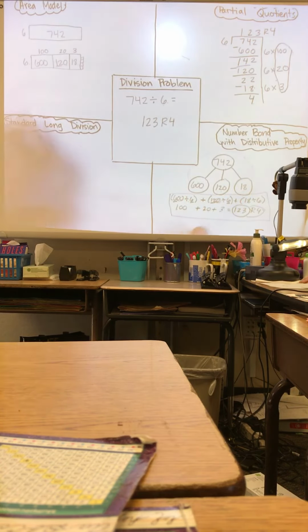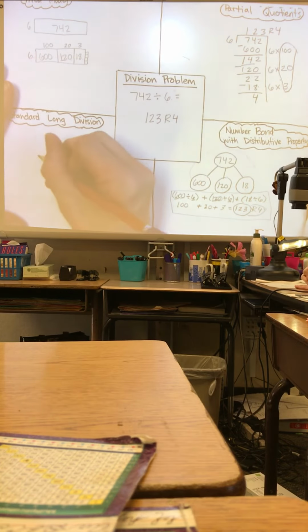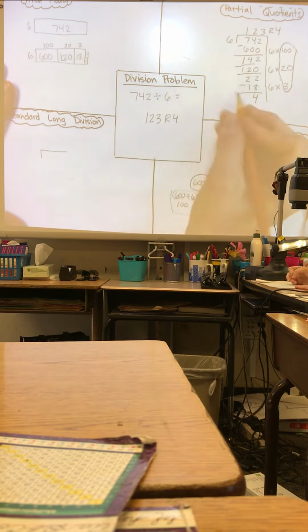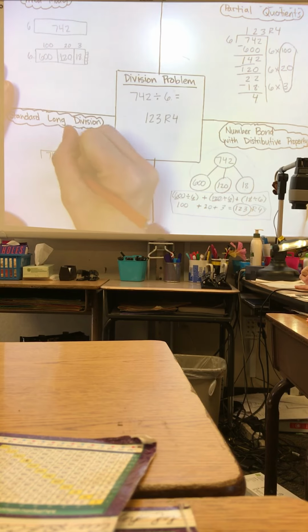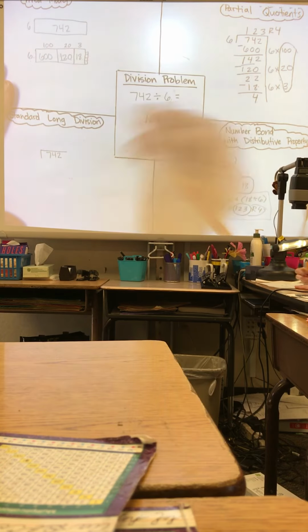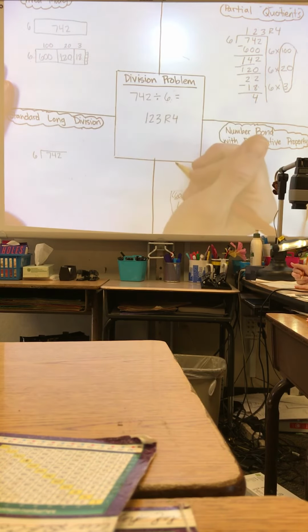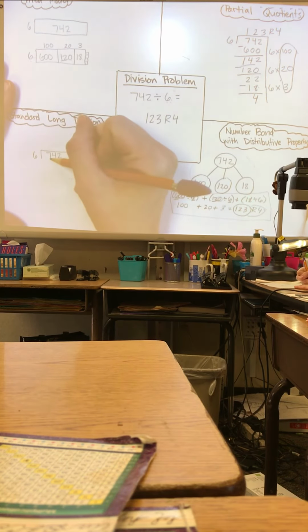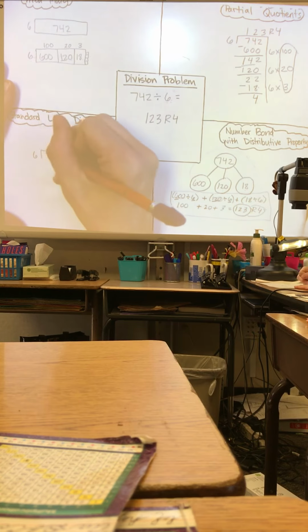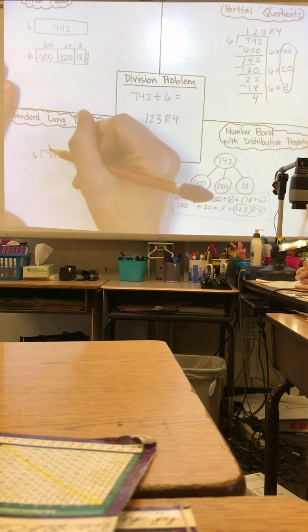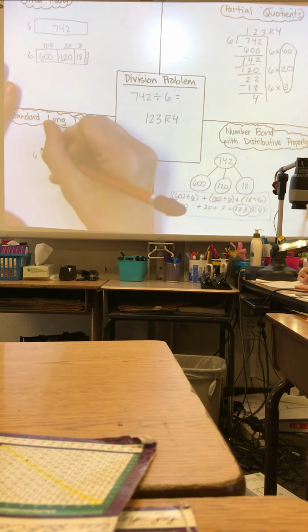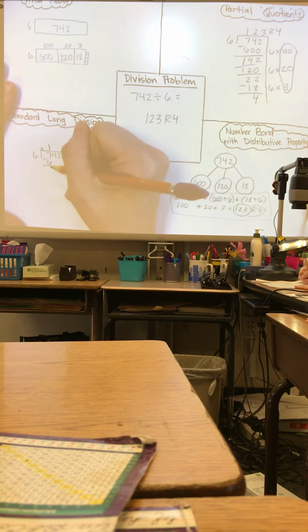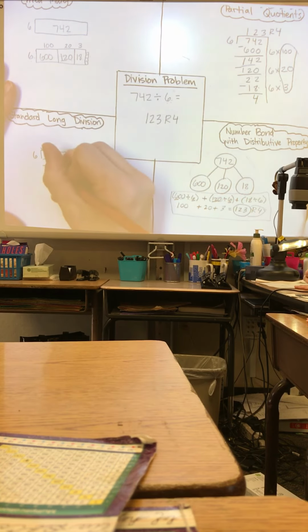That is partial quotients. The last one we're left with is standard long division. I'm going to put my dividend, 742, inside. My divisor is 6. I'll put it on the outside. I ask myself, how many groups of 6 can make 7? Well, only one group of 6 can make 7, so I'm going to put 1 over the hundreds place. 1 times 6 equals 6. 7 subtract 6 equals 1.